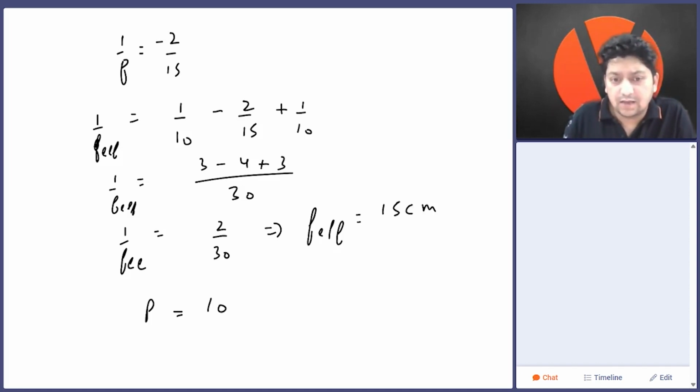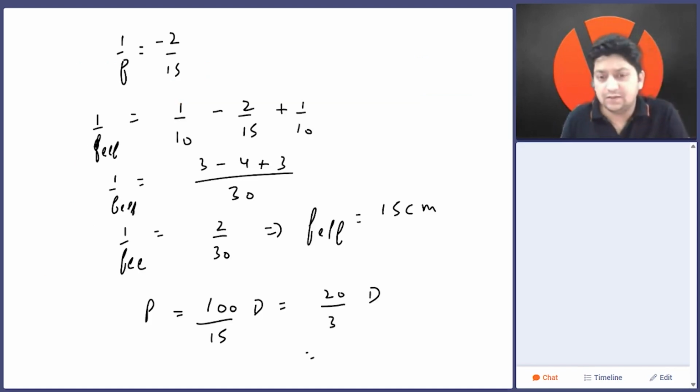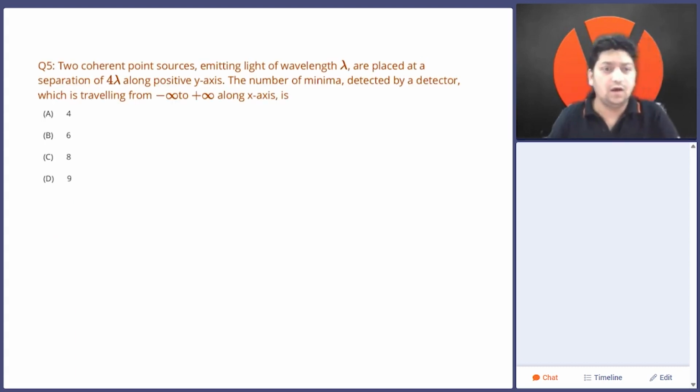So power is, as the focal length is 15 centimeters, 100 by 15 will be the power in diopter, and we can divide this by 5, so 20 by 3 diopter has to be the power. Okay, the 20 by 3 is nothing but 6.67 diopter, correct? So the option A is correct. So this is the way of solving this question. Let's move to another portion.